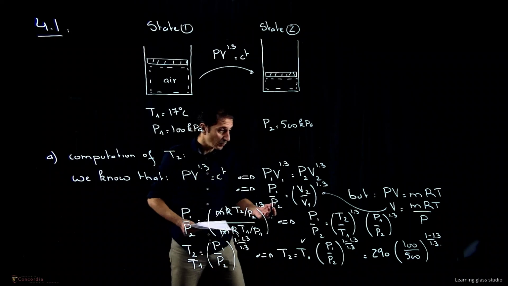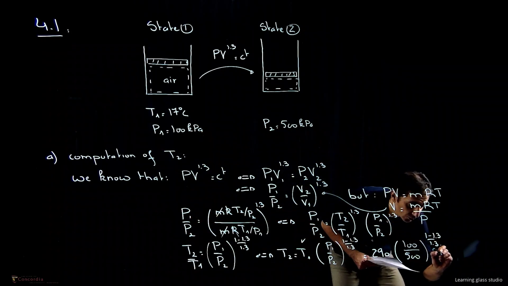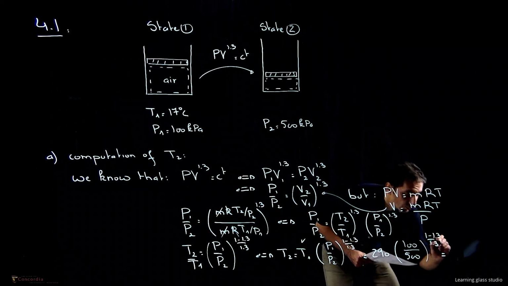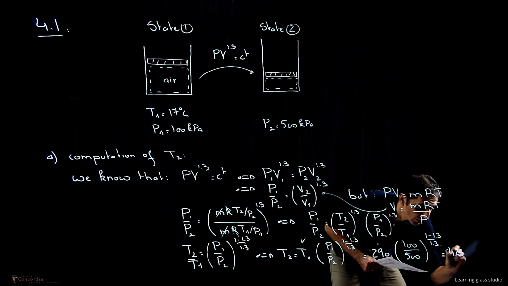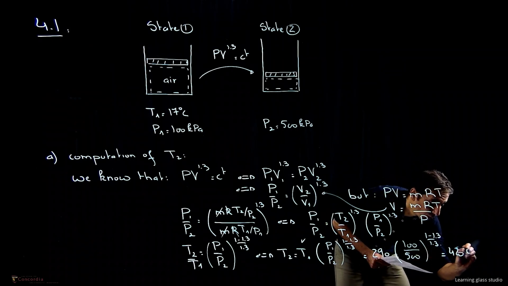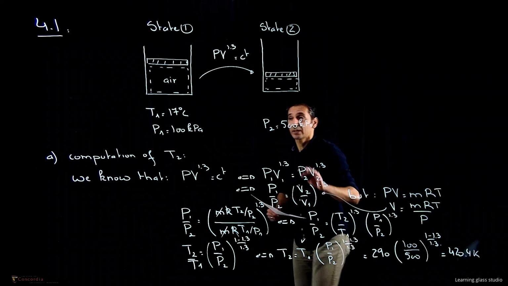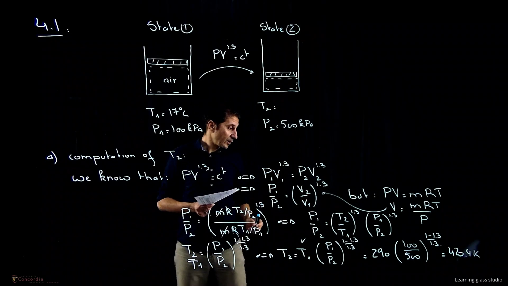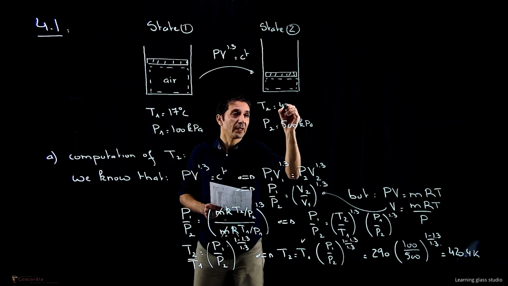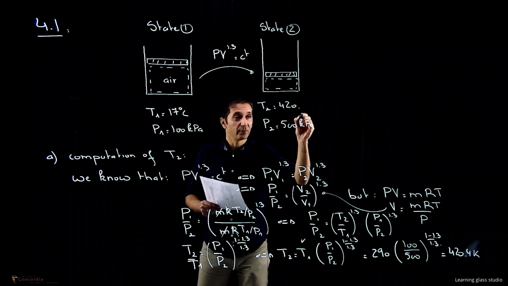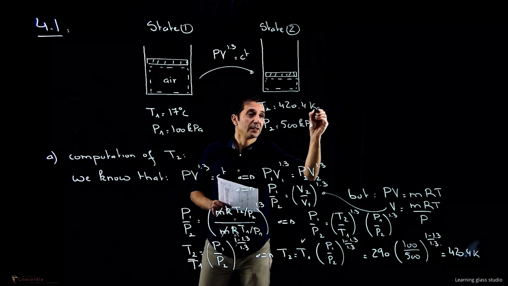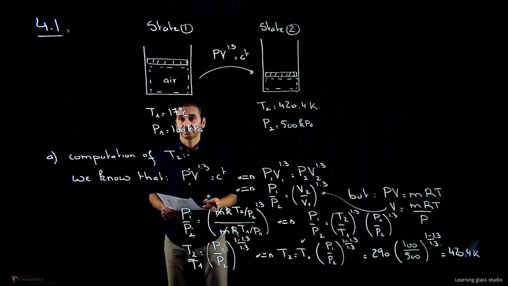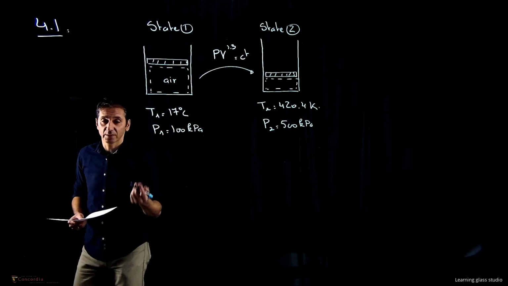Okay, and this will give us ultimately a temperature of T2 equal to 420.4 Kelvin. So here now we can write that T2 will be equal to 420.4 Kelvin. Let's move on now to the second part of this problem.